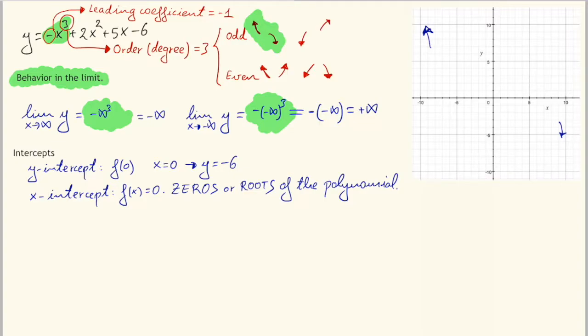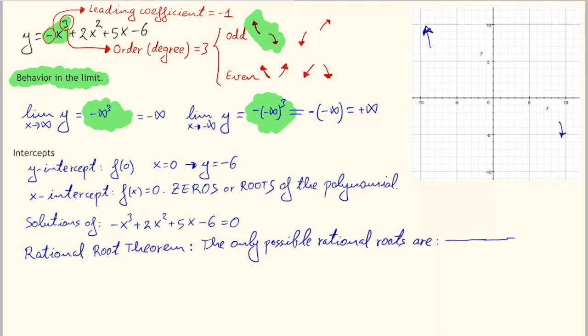These values are usually called zeros or roots of the polynomial. So let's do it. We are looking for the solutions of minus x^3 plus 2x^2 plus 5x minus 6 equals 0. How do we solve this? There isn't a formula for that because this is a third-degree equation.